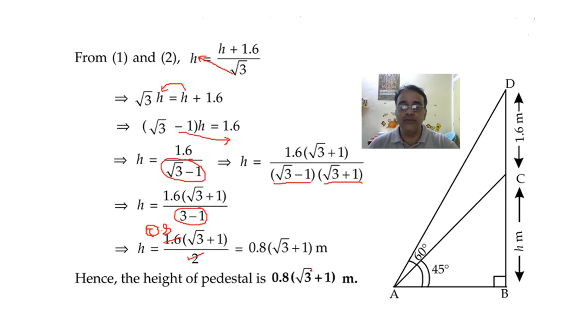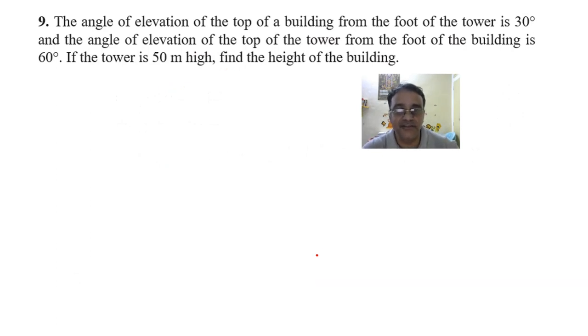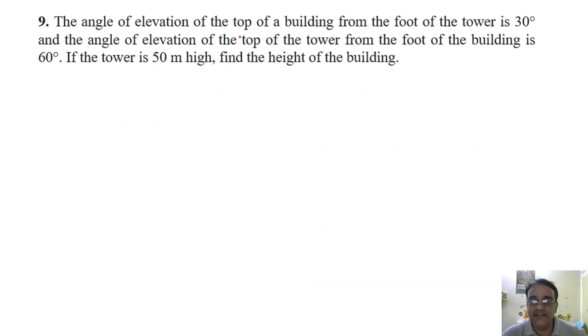Okay. So now we are moving towards the last question of today's session. The angle of elevation of the top of a building from the foot of the tower is 30 degree. And the angle of elevation of the top of the tower from the foot of the building is 60 degree. If the tower is 50 meter high, find the height of the building. It's very simple. Look carefully, because many people make mistakes in this question. They swap the heights of the tower and the building. So the elevation of the building's top from the foot of the tower is 30 degree.